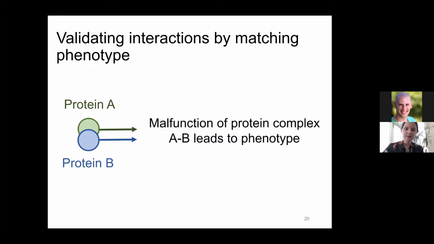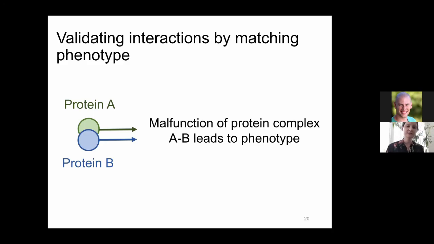This is how a lot of protein complexes were classically discovered in mutant screens. You had 2 different mutants that both created the same phenotype. It was then figured out that those 2 different phenotype-causing mutations were in complex proteins.